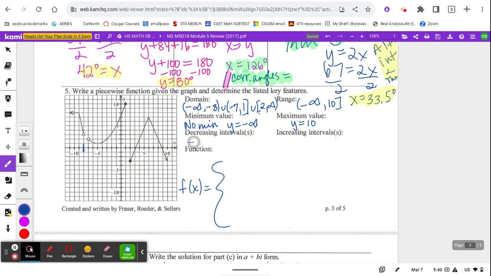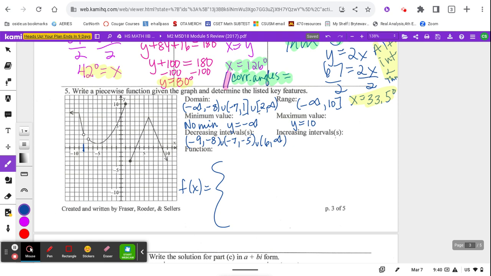The decreasing sections of the graph are anywhere where the slope is negative. So I've got a decreasing section from -9 to -8. I've got a decreasing section from -7 to -5. And I've got a last decreasing section from 6 to infinity. I put little U's in between this to mean union or and.